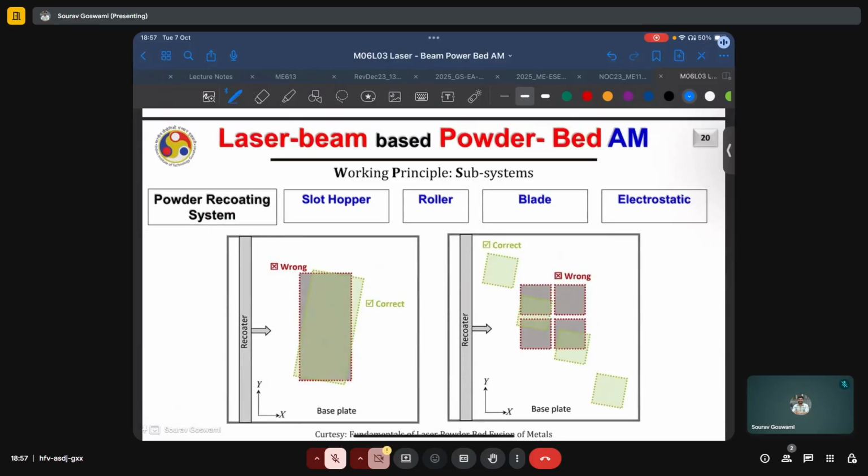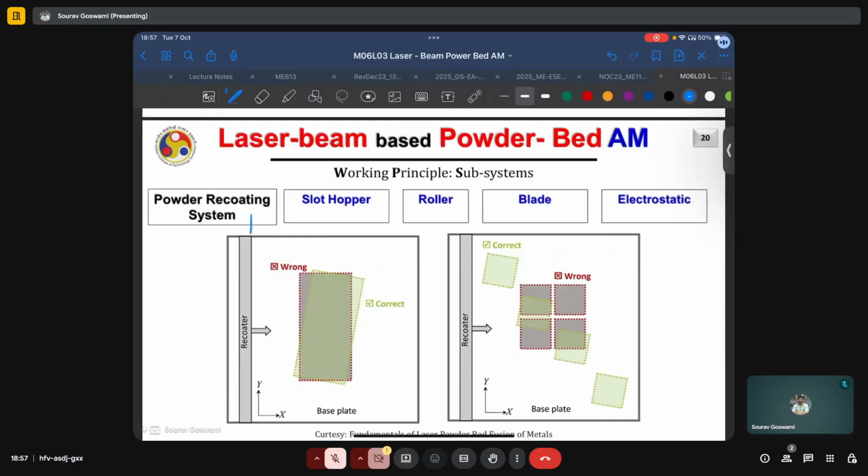In conjunction with the powder recoating system, we also have some good practices or guidelines for achieving the best build quality and avoiding defects. And some such cases are illustrated here. The incorrect or non-optimum orientations are shown in red, whereas the optimum orientations are shown in green. And here, the consideration is that we are trying to minimize the number of edges which are parallel to the recoater.